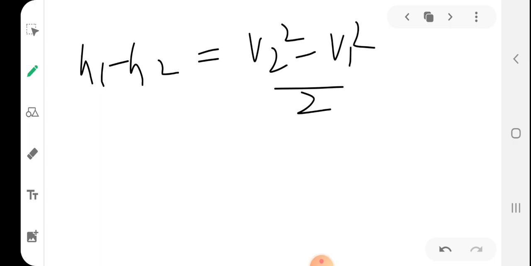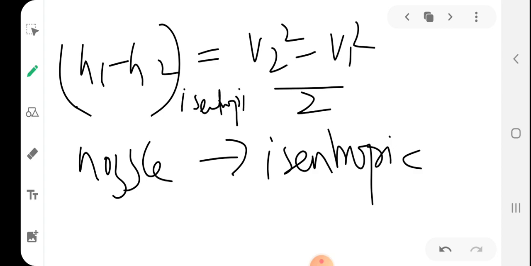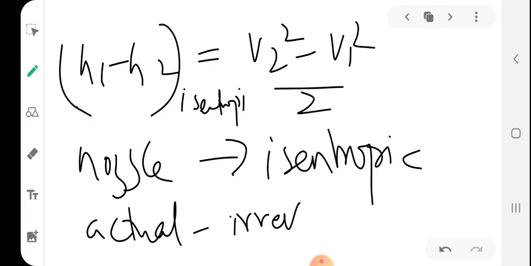Since the nozzle is always considered isentropic, H1 minus H2 is nothing but the isentropic heat drop or enthalpy drop. But in the actual case, if there are some sort of losses, the process may not be reversible. Sometimes the process may be irreversible, so it won't be isentropic. It will be just adiabatic.